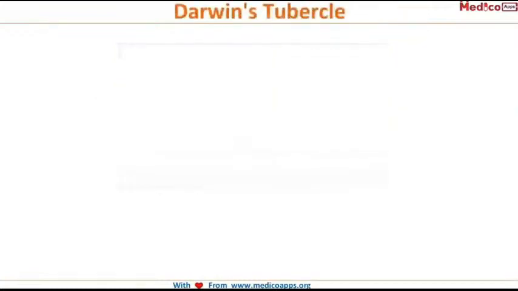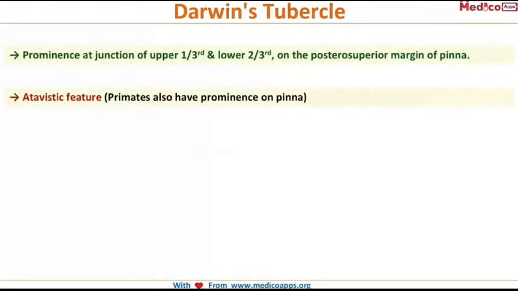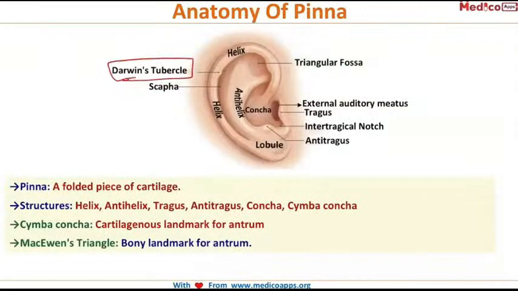Now let's look at the next structure, that is the Darwin's tubercle. It is a prominence at the junction of upper 1/3 and lower 2/3 on the posterior superior margin of the pinna. Okay. Now it is an atavistic feature, that is, it is a feature that is similar to the primates and it is also present in primates as well. Now let's look at the image of Darwin's tubercle. So you can see here the Darwin's tubercle, this one over here. This is the prominence that is present at the junction of upper 1/3 and lower 2/3.